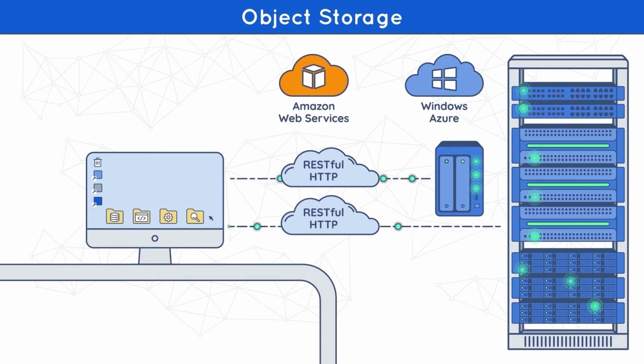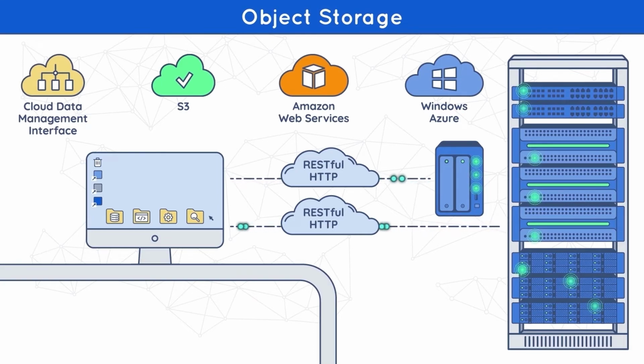Additionally, some object storage systems support two other important HTTP-based protocols: Amazon Web Services Simple Storage Service APIs, known as S3, which is a de facto standard, and CDMI, the Cloud Data Management Interface, an industry standard API specified and promoted by the Storage Networking Industry Association, or SNIA, for accessing cloud storage.